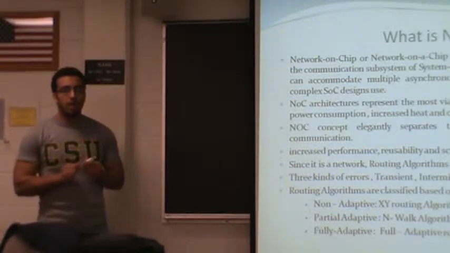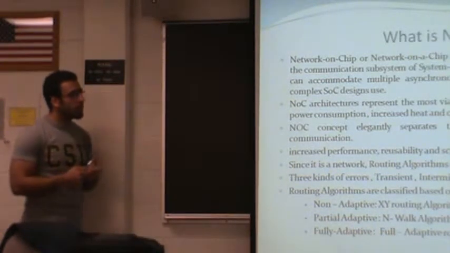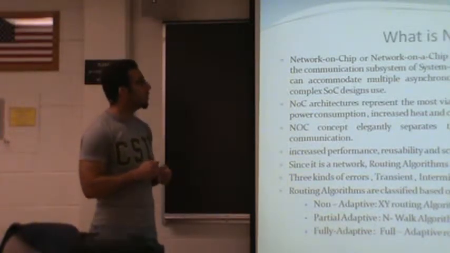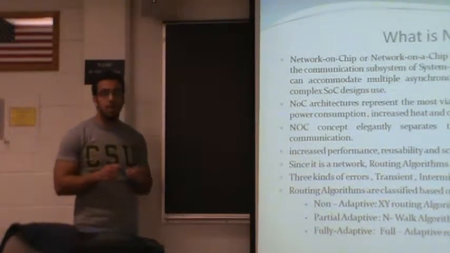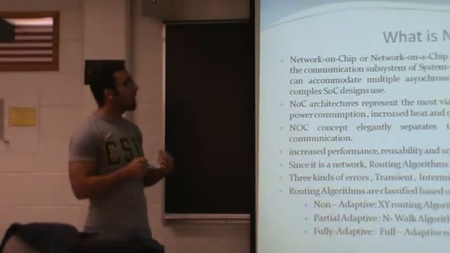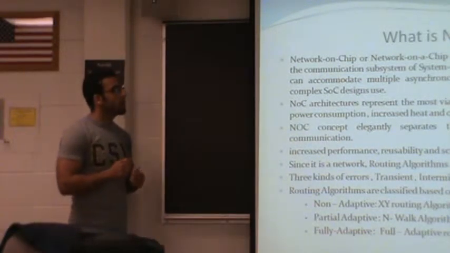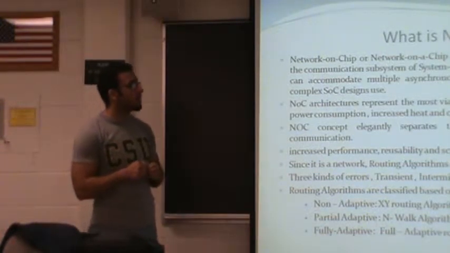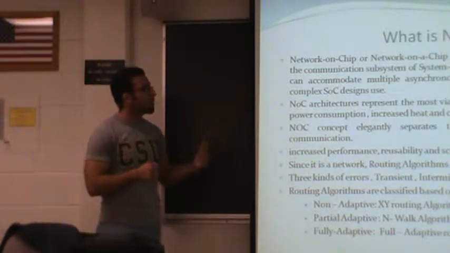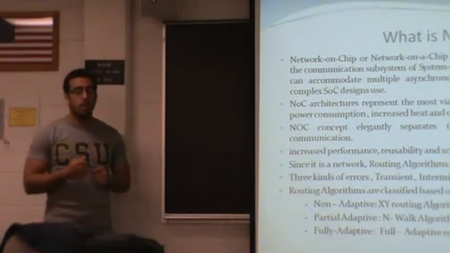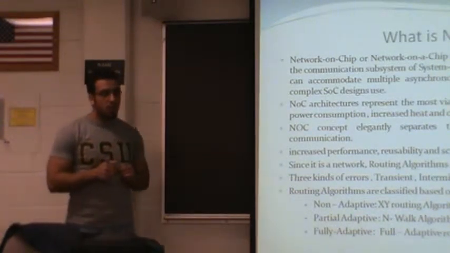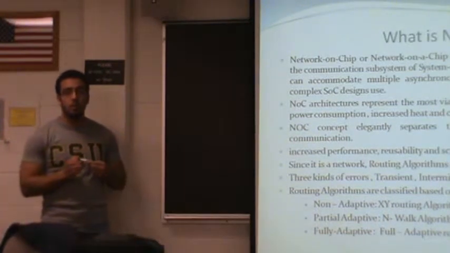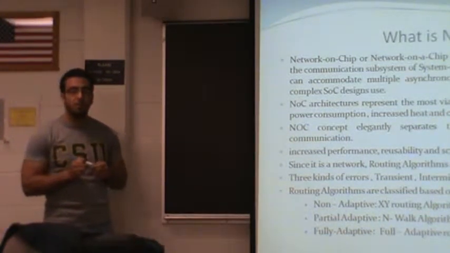The solution to that is a network on chip. So what is a network on chip? A network on chip is a new approach to design the communication subsystems on any system on a chip. And usually a network on chip-based system can accommodate multiple asynchronous clocking that many of today's complex system designers use. There's one thing that I forgot to talk about in system on chip, which is the clock skew that any system on chip can suffer from.